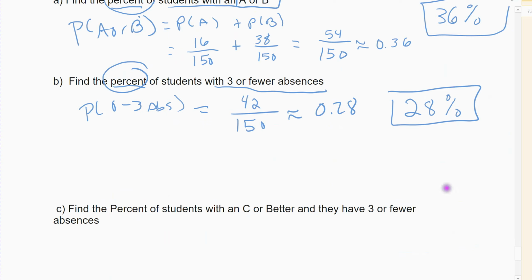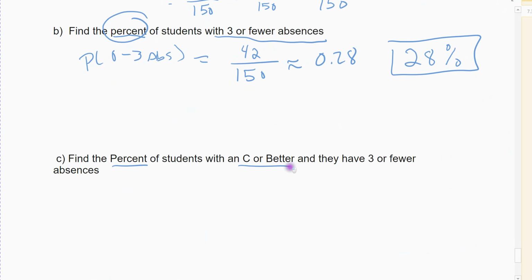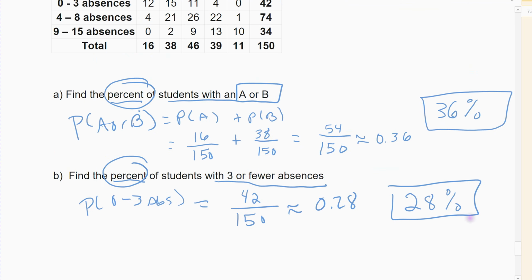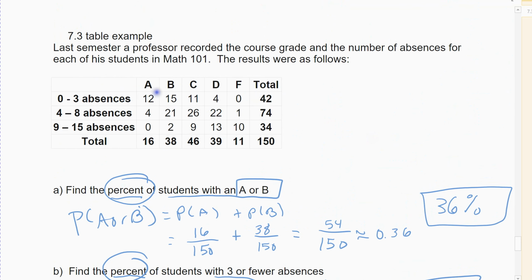Percent again. Find the percent of students with a C or better, so that would be A, B, or C, and they had 3 or fewer missed days. So I want the probability first, and then we'll go to percent. But they have an A, B, or C, and they have 0 to 3 absentees. So I'm looking for the overlap between 0 to 3 missed days and A's, B's, and C's. So I'm going to go up here. I want my A, my B, and my C in the group with the overlap with the group with 0 to 3. So I have 12, 15, and 11, so I have to add those up, 12, 15, and 11.